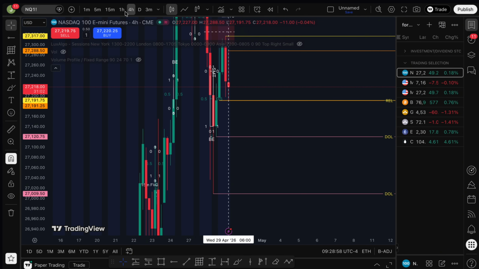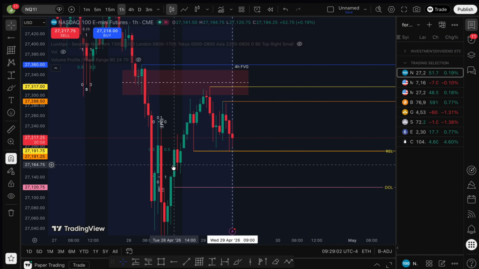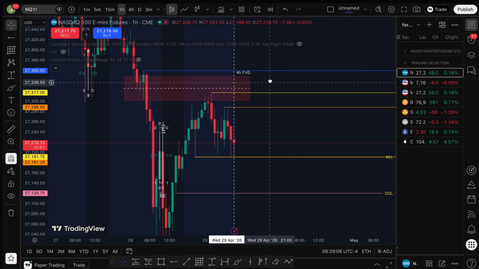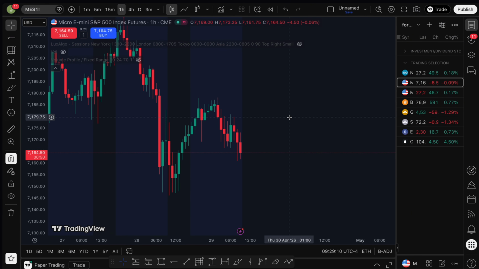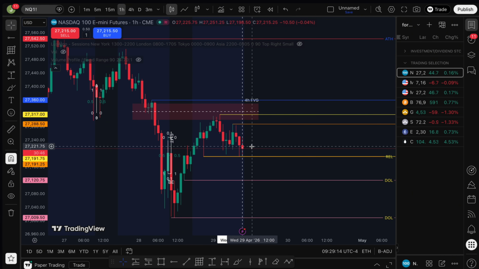We have 1 minute left. We go into the 1 hour. We are looking a bit bearish. I mean, we were looking bullish right here, but we're looking a bit bearish. We could continue on to go bullish. ES is looking a bit bearish as of right now, and we do have equal lows.